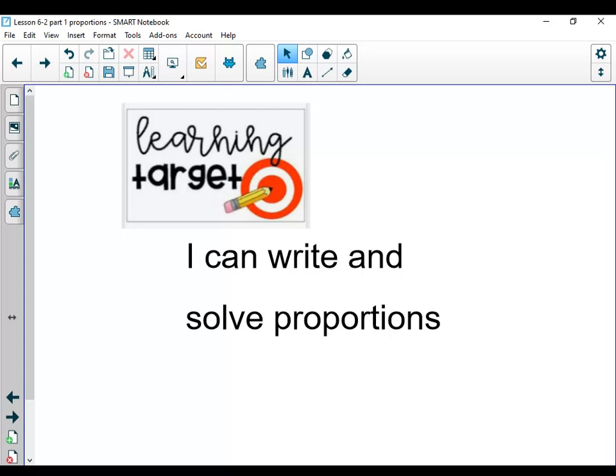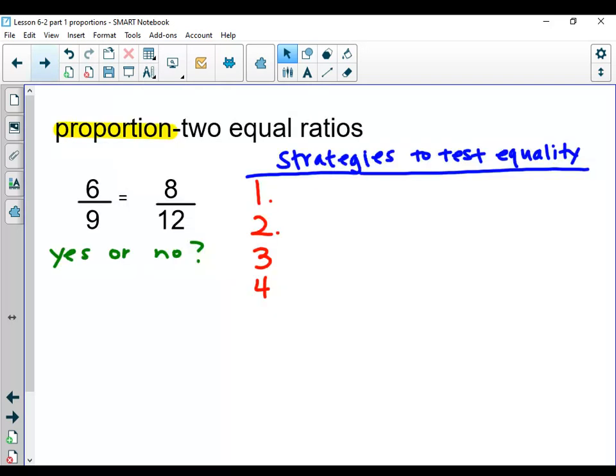So there are a couple strategies that we can use for a proportion. What is a proportion, you might ask? Two equal ratios. There's a couple ways that we can do this.